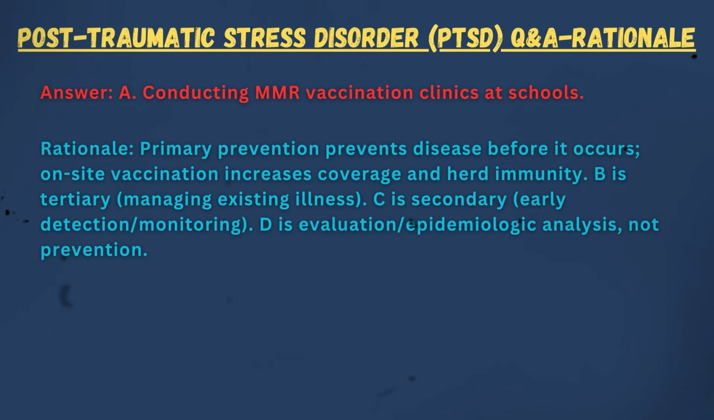B is tertiary, managing existing illness. C is secondary, early detection/monitoring. D is evaluation/epidemiologic analysis, not prevention.